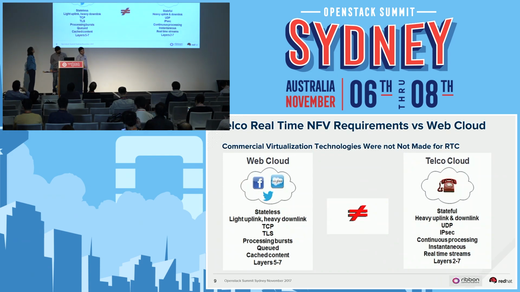Just to summarize, when we look at the web cloud and the telco cloud, the web cloud just does packet manipulation or packet handling from layer 5 to layer 7. But if you look at the telco cloud, it does packet handling from layer 2 to layer 7. Layer 2 even includes stripping of the VLANs from one endpoint, addition of the VLANs, and all that.